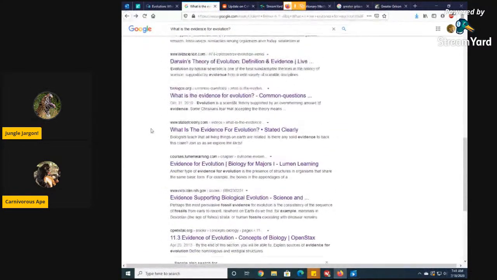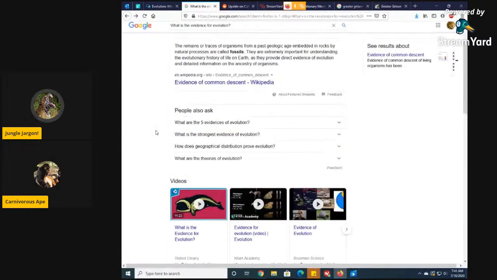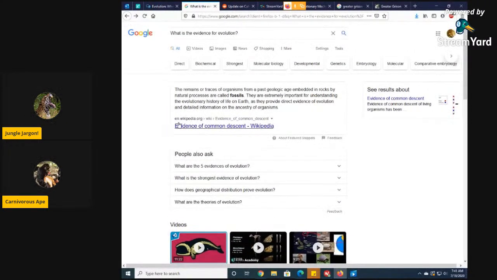Well, that's my study of evolution. No mechanism for evolution whatsoever. I even have Carnivore Ape here trying to help me study, and I can't find a mechanism for evolution.